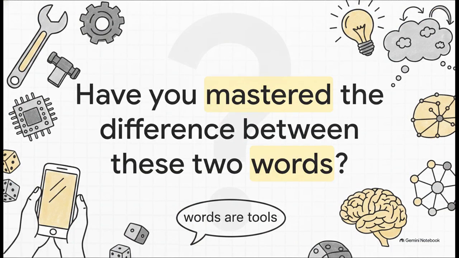So have you completely mastered the difference between the physical tools you hold and the brilliant plans you create? We've definitely mapped it all out today. Just remember the dice in device and the vision in devise. Words are absolutely the ultimate tools, or devices, that we use to communicate. And the more precisely we use them, the more powerful our ideas actually become.